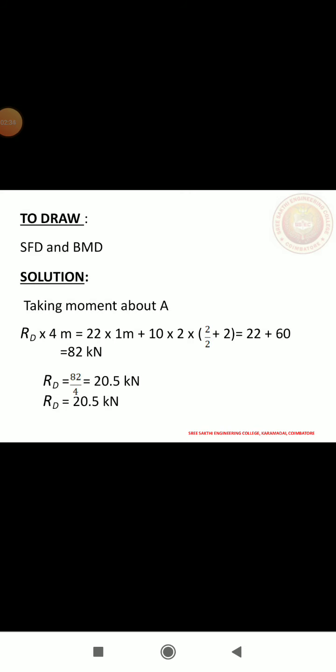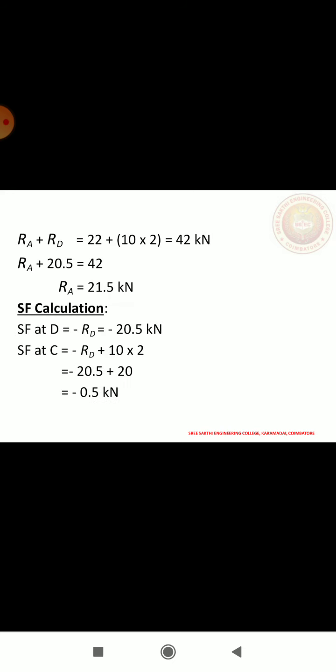equal to point load into distance between A and B plus UDL load into distance between C and D into open the bracket length between C and D divided by 2 plus length between A and C and close the bracket, that is 22 into 1 meter plus 10 into 2 into inside the bracket 2 by 2 plus 2. So the final value for the reaction at the right end, that is RD, equal to 20.5 kilonewton.